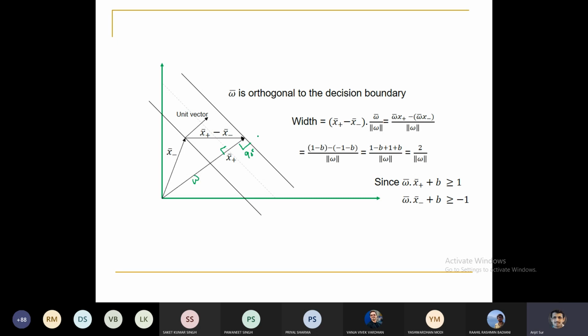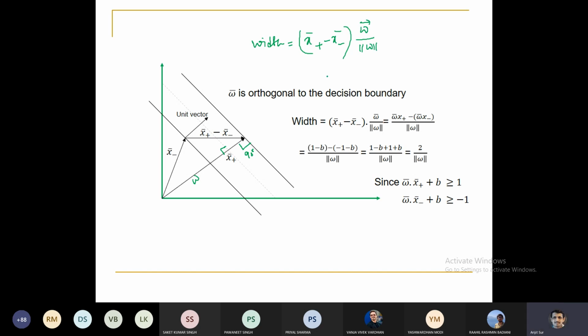So now the question is, what is this? Actually we're trying to find out this distance, the width of the boundary. This particular thing is actually this minus this. So this is x plus, this is x minus. So the width is x plus minus x minus, multiplied by w bar, the unit vector.